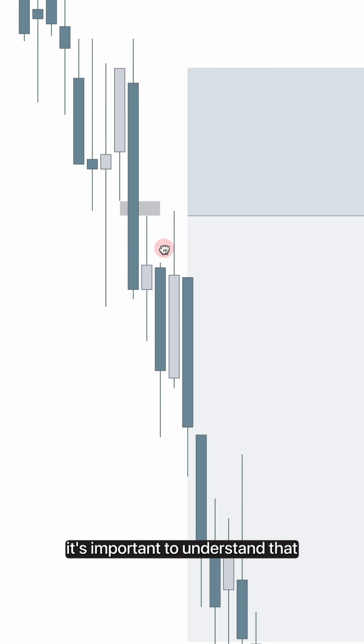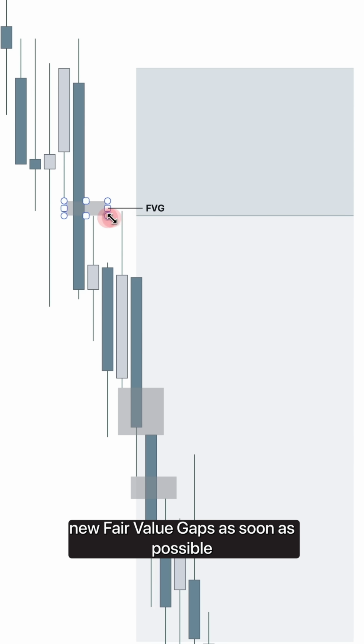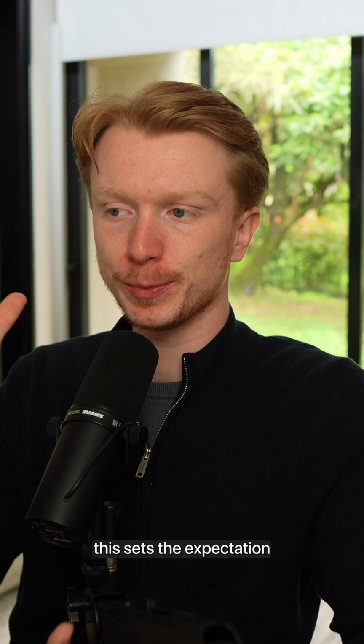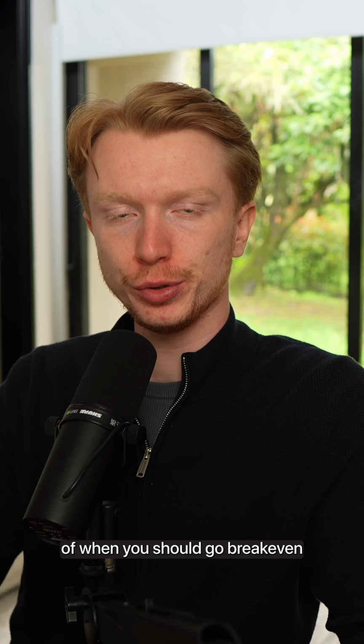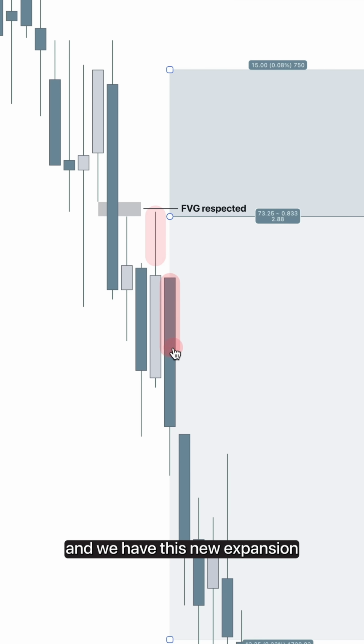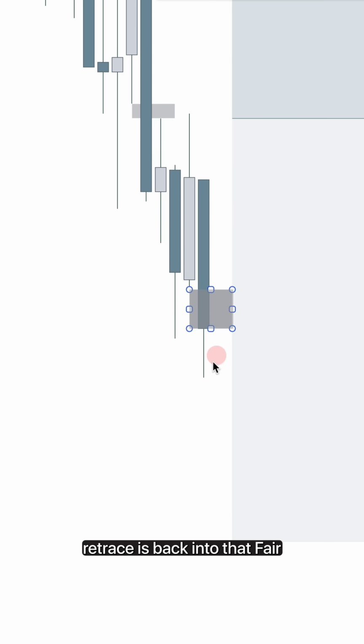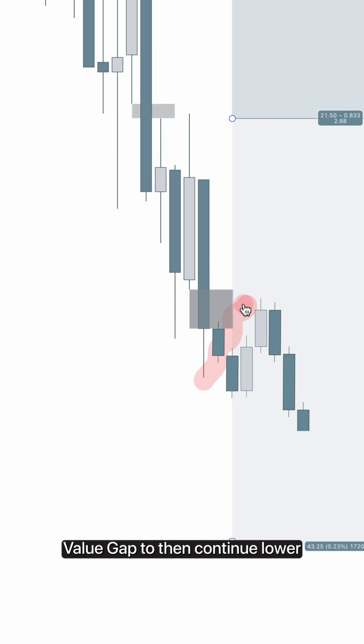It's important to understand that from previous fair value gaps, we expect ideally the price should create new fair value gaps as soon as possible. This sets the expectation of when you should go break even. So when we respect this fair value gap and we have this new expansion phase candle right here, then in theory, if this was to become a new fair value gap right here, the furthest we can potentially retrace is back into that fair value gap to then continue lower.